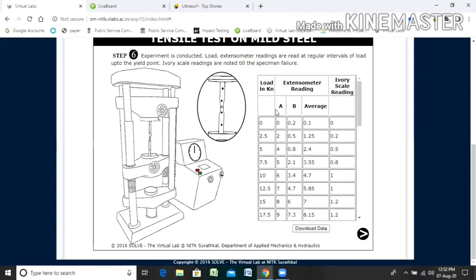These values of A and B will come automatically. You only have to put in the load, 2.5, 5, 7.5, and the corresponding values will come automatically. Do not bother about these values. What you have to do manually is the average: get the summation of A plus B and divide by 2. You will get that average. The ivory scale reading, the big dial, will also come automatically against the load you have applied. Only concern yourself with the load you are applying. Do not worry about the other things.